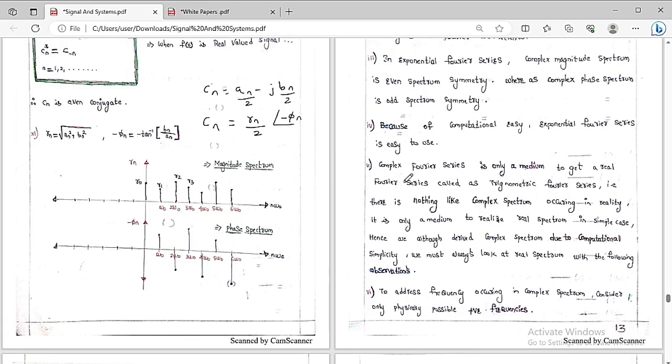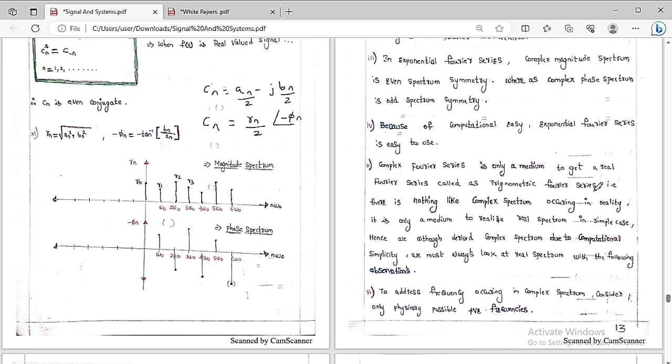The next thing is, the complex Fourier series is only a medium to get a real Fourier series, called the trigonometric Fourier series. There is nothing like a complex spectrum occurring in reality. It is only a medium to realize the real spectrum in a simple way. Just by knowing the complex Fourier series, we can even get the trigonometric Fourier series.